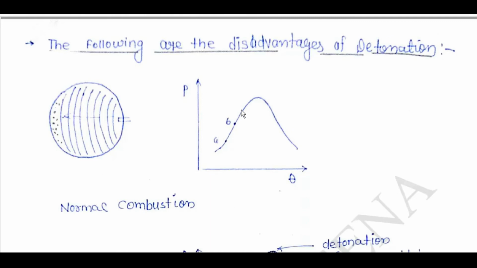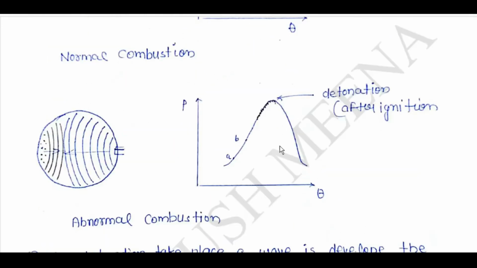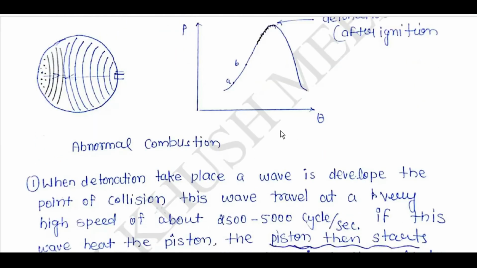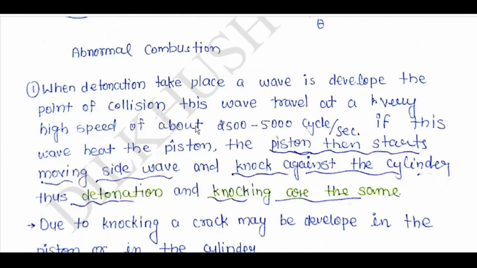Normal combustion, detonation after ignition, abnormal combustion. When detonation takes place, a wave is developed at the point of collision. This wave travels at a very high speed of about 2500 to 5000 cycles per second. If this wave hits the piston, it starts moving sideways and knocks against the cylinder.